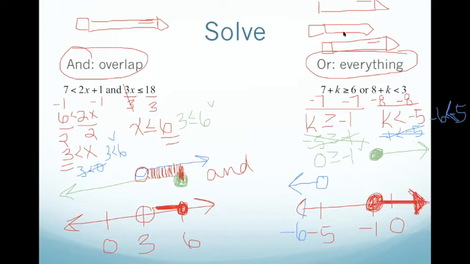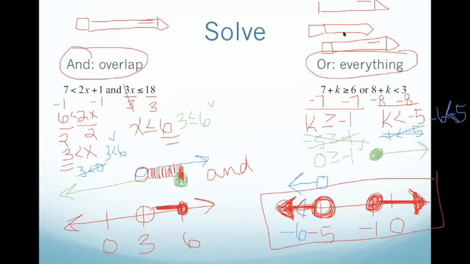We also get to include an open circle at -5, going off to the left. So the word "or" means I get to take everything. Everything that I drew goes down onto the final graph. And with "and," only the overlap goes onto the final graph.